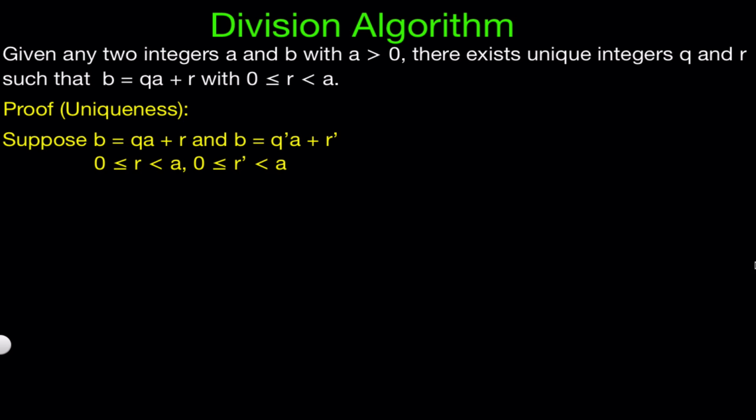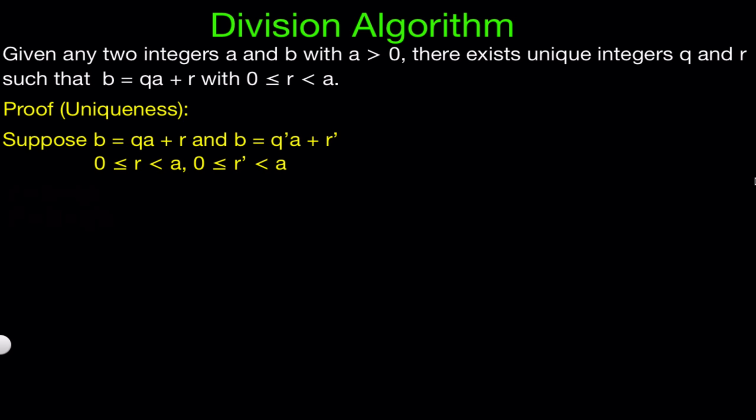So let's suppose that B equals QA plus R, and B also equals Q prime A plus R prime, where we have that R is greater than or equal to 0 and less than A, and R prime is greater than or equal to 0 and less than A. We want to show that Q must equal Q prime, and R must equal R prime, therefore proving that there is only one representation of this.